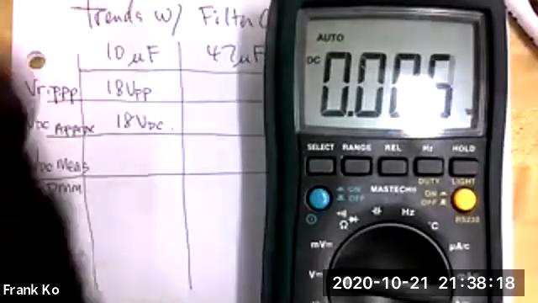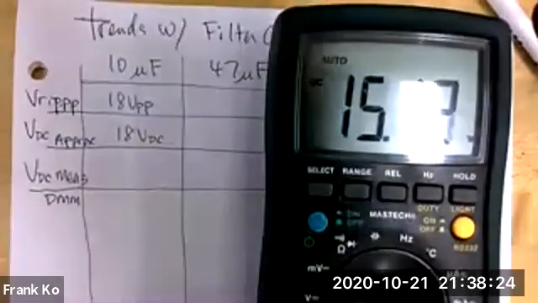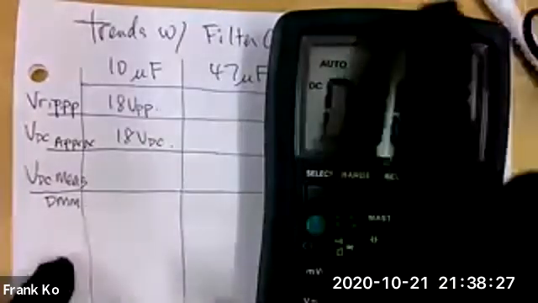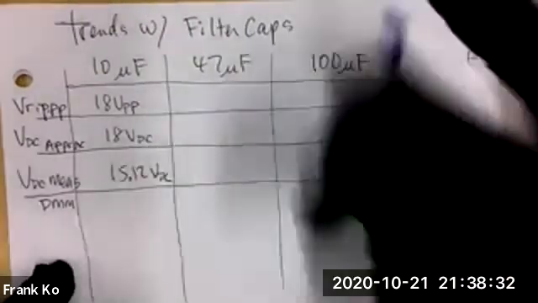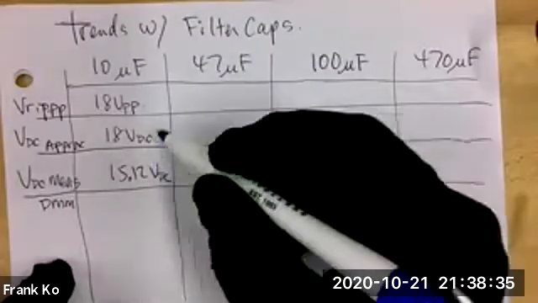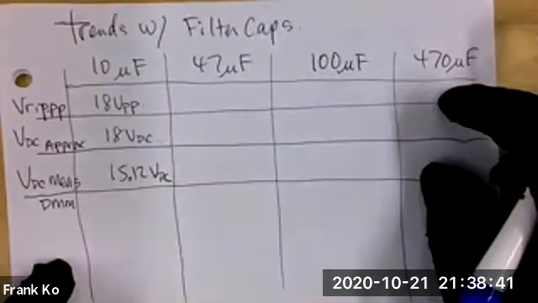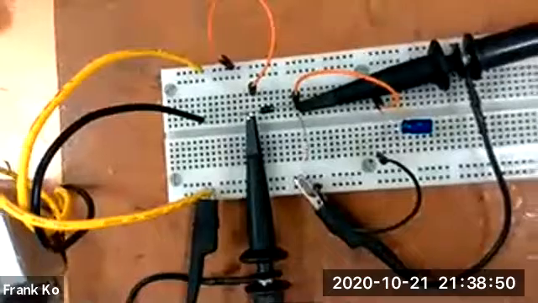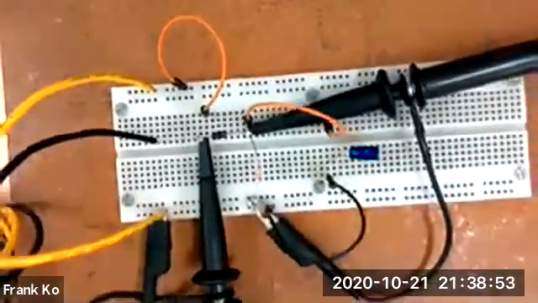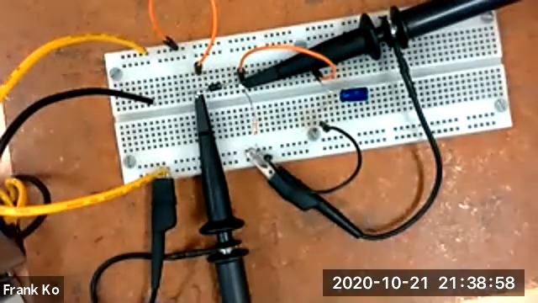And on mine, it works out to be 15.12 VDC. These two numbers don't have to be spot on. Remember that this voltage was an approximation. This is an actual measurement. What we want to see is a trend. And now let's go ahead and on the board, substitute the 10 microfarad cap with your 47 microfarad cap. So find your 47 microfarad cap.